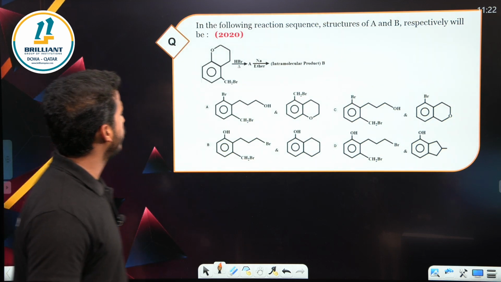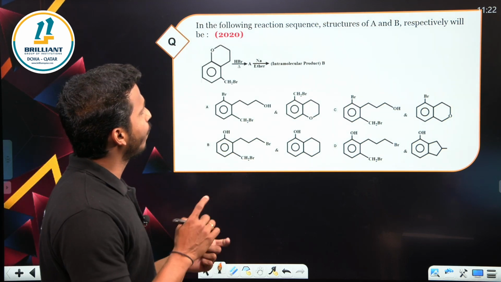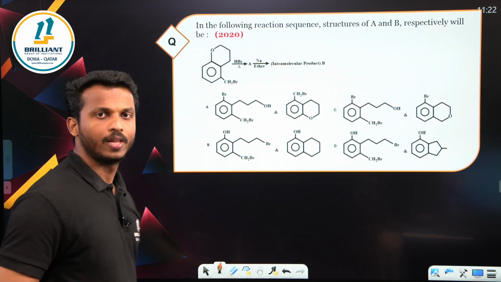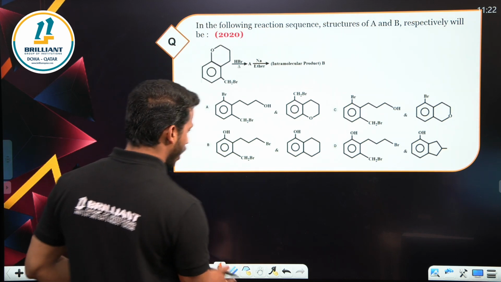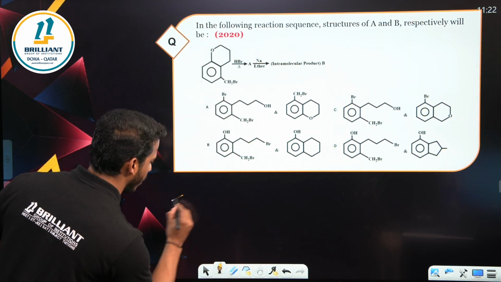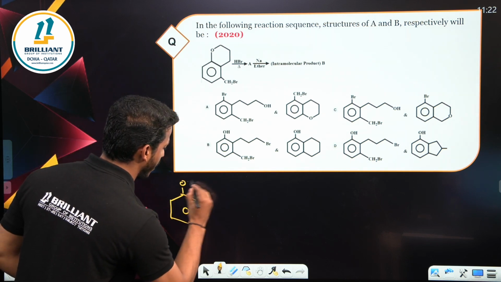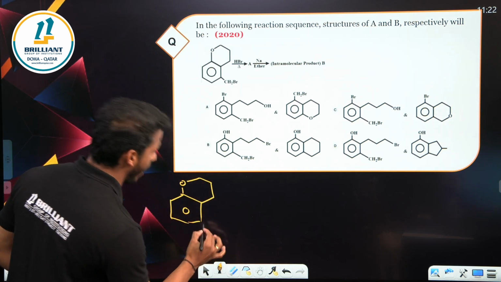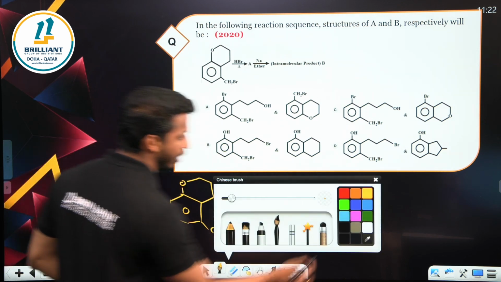Next. The 2020 question: in the following reaction sequence, the structures of A and B respectively will be. It's a combination of the alcohol chapter and the haloalkane chapter, dear all. The given compound is, a simple question, a benzene compound with an ether and here we have CH2Br. Let me show the steps. Clearly listen, all of you.